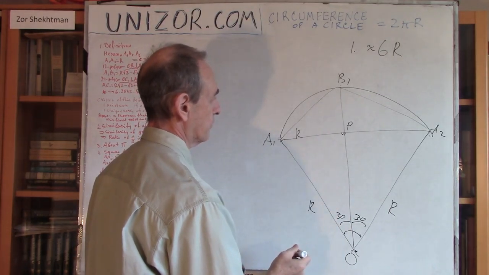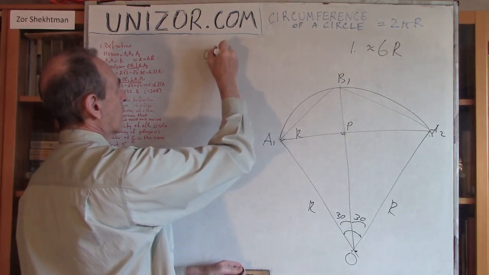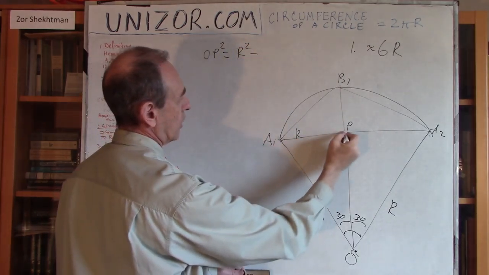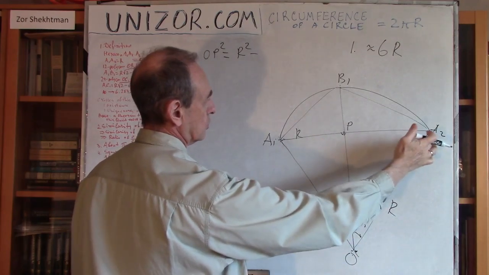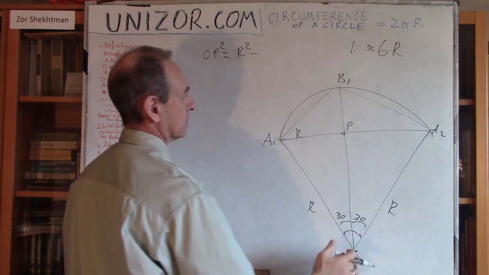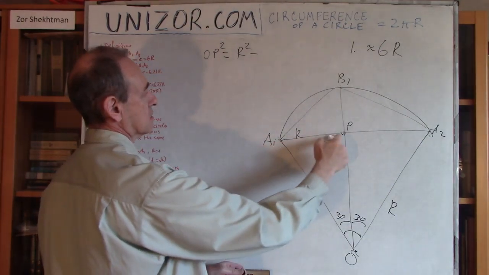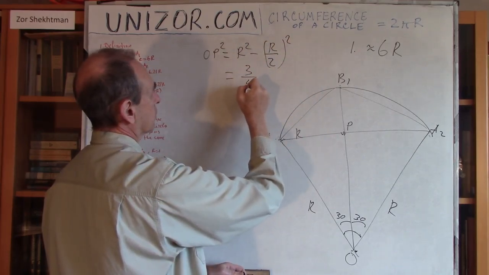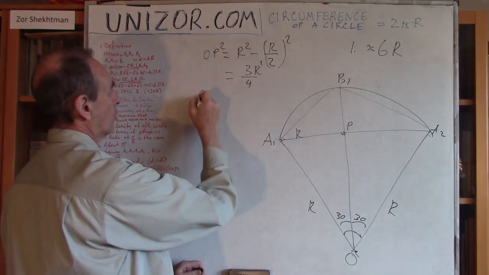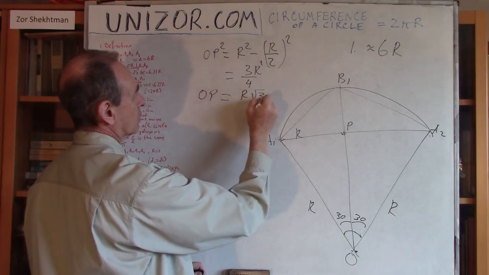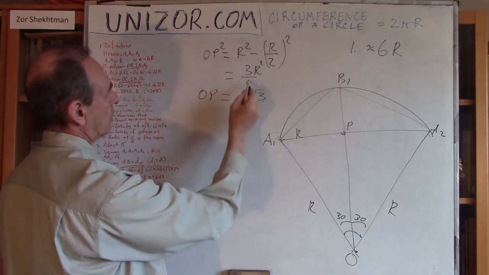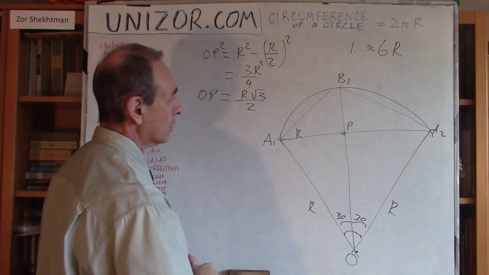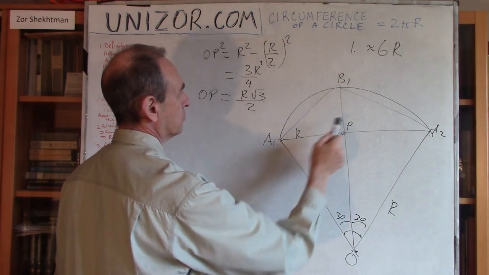So let's just do this calculation. First of all, OP. Now, OP square is equal to OA1 square, which is R square, minus A1P, which is half of the A1A2. And you remember that this was the equilateral triangle, so A1A2 is also R. So this is half, so this is R over 2 square, equals 3/4 of R square. So OP is equal to R square root of 3 divided by 2, right? OP square is 3R square divided by 4. OP is square root of this. Okay, knowing OP, we can find B1P.